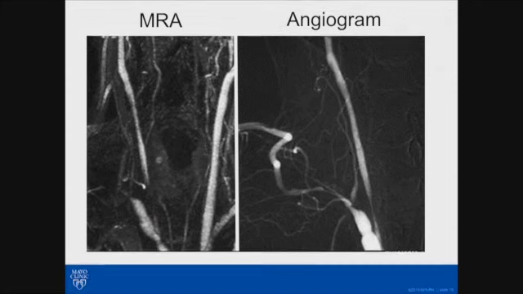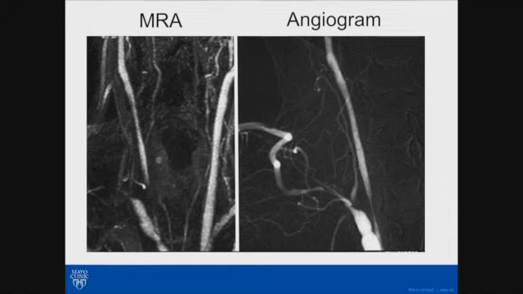MRA stands for MR angiogram, meaning we're using the MRI to show us the blood vessel, and you're seeing very similar findings here, so a normal blood vessel on this side and a narrow blood vessel on this side, very similar to what was obtained by the angiogram. And again, there's narrowing here and narrowing here. So these tests are very helpful at showing us, is there narrowing in the blood vessel?